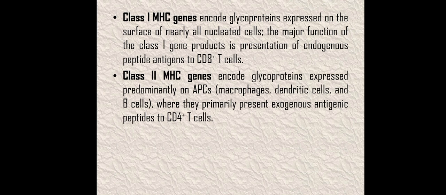The class second MHC genes encode glycoproteins which are preferentially present on the surface of antigen presenting cells, that is macrophages, dendritic cells and B lymphocytes, and they are primarily responsible for presenting exogenous antigens to the CD4 positive T helper cells. The class 3rd MHC genes encode several different proteins, some with immune functions, including components of the complement system and molecules involved in inflammation.